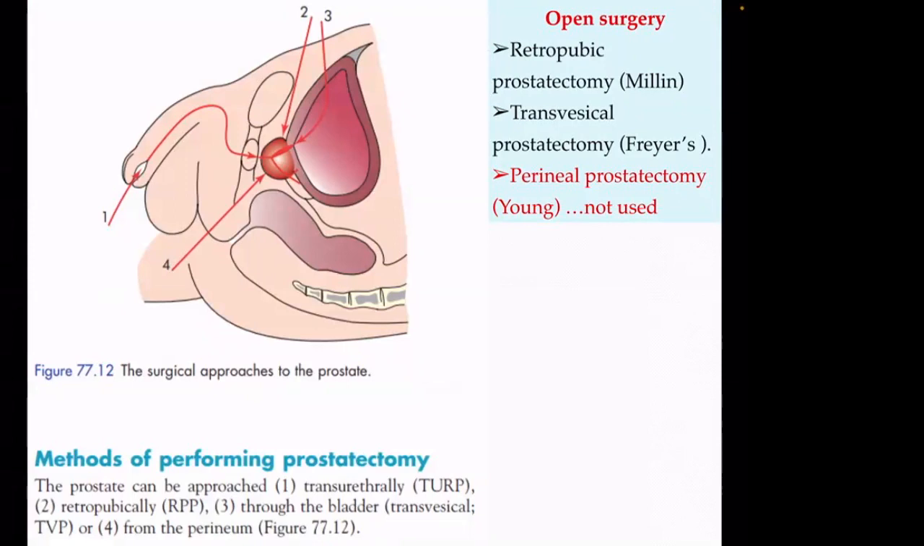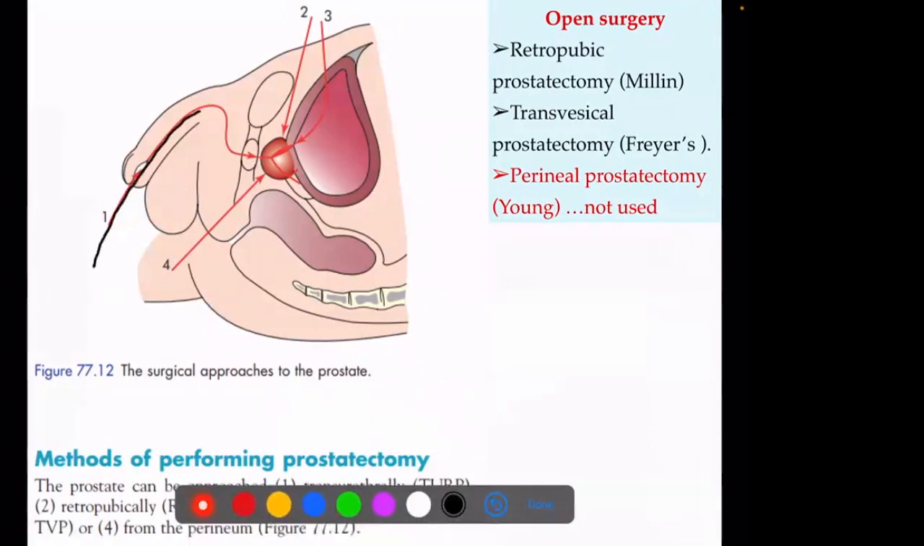So transurethral technique means through the urethra. Okay, that is TURP, HOLEP, TUIP, all are done through the urethra. This is a transurethral, minimally invasive technique. And if you go through the retropubic space between the symphysis pubis and bladder, then this is known as Millin's prostatectomy, also known as retropubic prostatectomy.